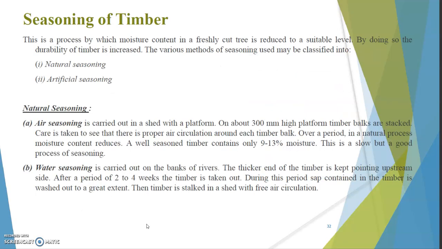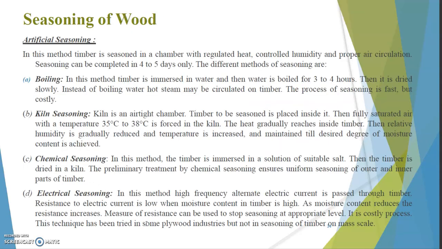But even though these two practices are there, if there is a frequent demand for timber, people may go for artificial methods of seasoning, right? They are simply forcing the process due to the time constraint and the increased demand scenario. So in artificial seasoning, the timber is seasoned in a chamber with regulated heat, controlled humidity and proper air circulation. The seasoning can be completed in 4 to 5 days itself, and certain types are mentioned here.